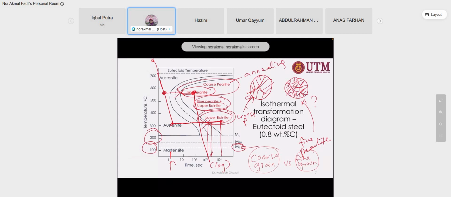Okay, the application is one of the strengthening mechanisms. Okay, you reduce the grain size, even if you still obtain the same microstructure. You still obtain pearlite. Okay, the phase is still the same. Fasa dia masih lagi sama, dua-dua pearlite, tetapi changes in terms of the grain size. Okay, so in this case, you don't change the carbon content. Of course, if you put more carbon, you can increase the strength.